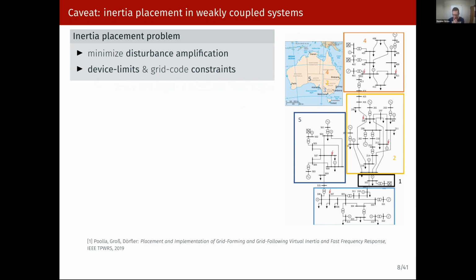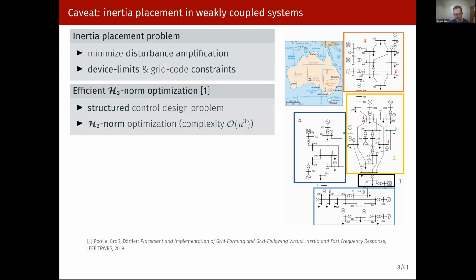So a few years back, we looked at this and we basically optimized the placement of power converters that can emulate inertia. So basically we retired a few machines and then we asked, okay, what would be the best place to put devices emulating the machine inertia? And we used an optimization-based approach following using the H2 norm. So we came up with a relatively efficient optimization algorithm that turns this into a structured control design problem and then allows us to minimize a metric that basically measures how disturbances are amplified throughout the system.